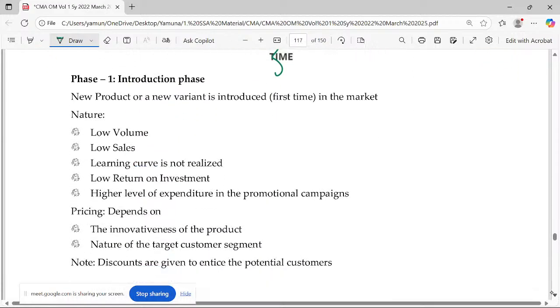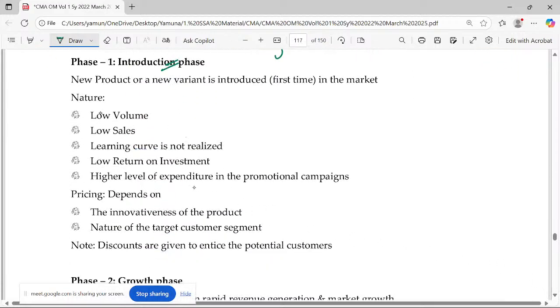Should I take over? So in the introduction phase, a new product or a new variant is introduced. See, we are talking about product, we are not talking about business. The product is introduced for the first time in the market. So what happens? I don't know how many will buy my product, so you'll make it in low volume. Obviously, low sales will be there. See, volume is low, how can I expect high sales? That's no logic at all, right? So low volume, low sales.